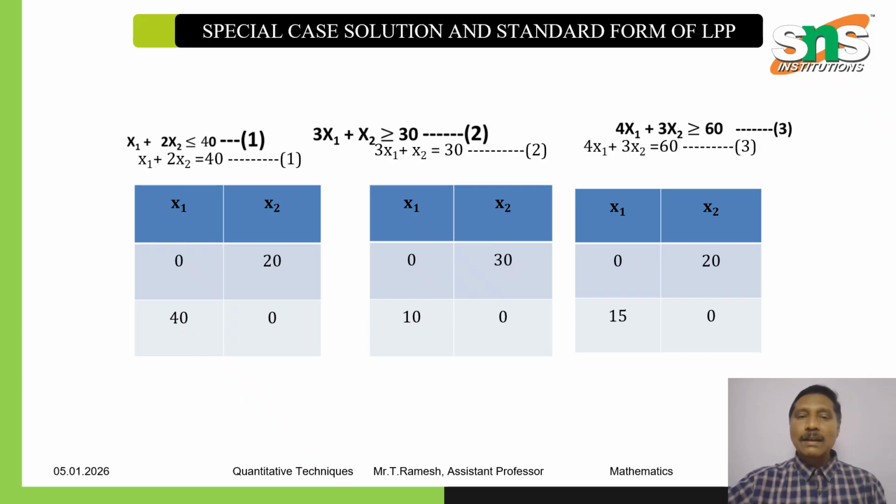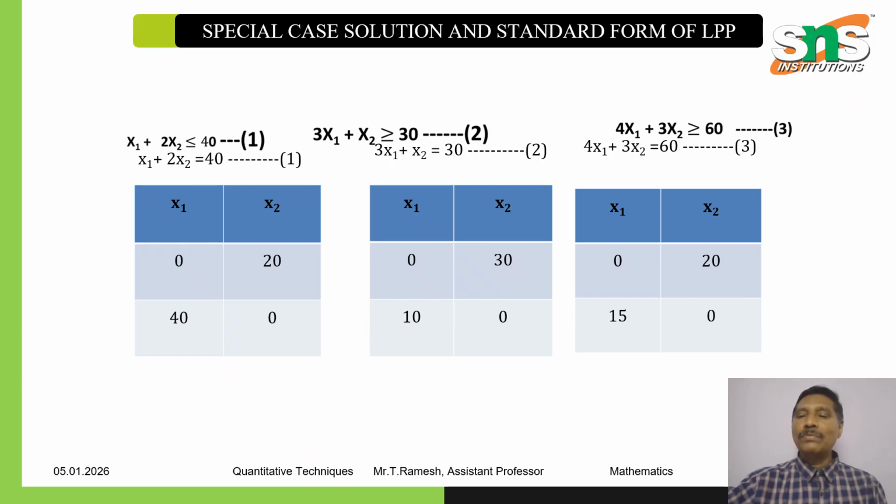From the second line, as usual, the inequality is greater than or equal to type, make it equal. So 3x1 plus x2 is equal to 30. We solve this. How do we find the solutions of x1, x2? If x1 is 0, x2 is equal to 30. If x2 is 0, then 3x1 is equal to 30, therefore x1 becomes 10. Therefore, the coordinate points of the second line are 0, 30 and 10, 0.